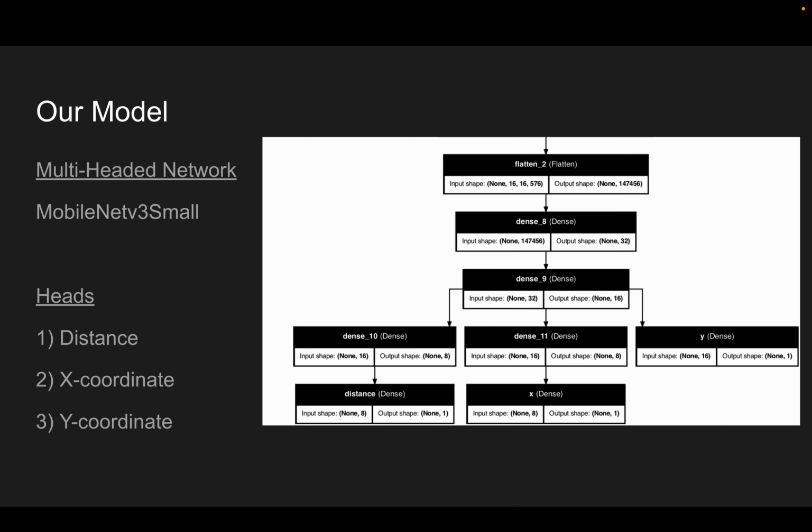This is our model. We opted to build a multi-headed network in TensorFlow, building on the backbone of MobileNet v3 Small. We regressed 3 heads to regress the distance, X coordinate, and Y coordinate, and we made each head slightly different to deal with problems like overfitting and underfitting.